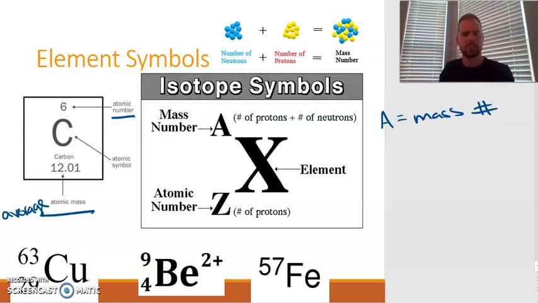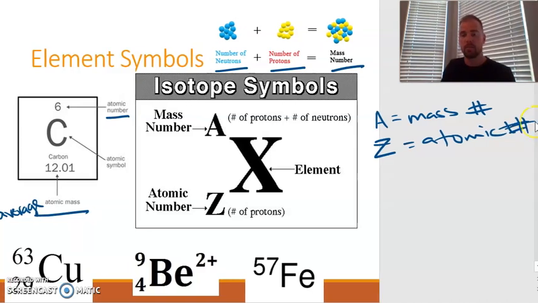Like I said, the mass number is not the same thing as the average mass or average atomic mass. So what is the mass number? The mass number is simply how many neutrons and protons that particular atom has. So the mass number can be found by adding up those two subatomic particles. The bottom number, which is the letter Z, stands for the atomic number.